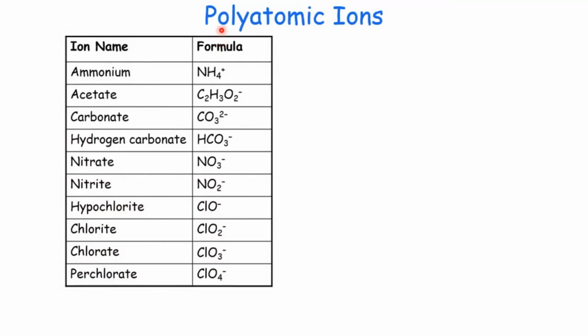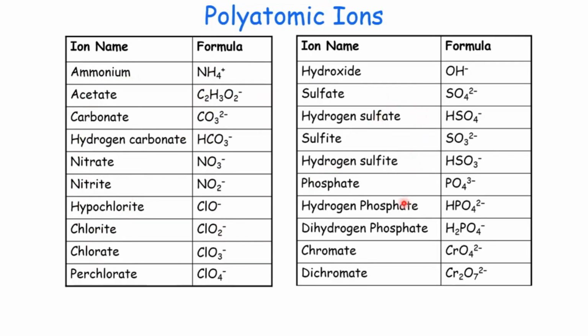Okay, now let's take a look at the polyatomic ions. Obviously, poly means more than 1 atom in polyatomic ions. Those are the names, and those are the formulas. Here, the same. So those are the common polyatomic ions. There is only one polyatomic cation, and the rest of them are polyatomic anions. Pay attention to some of these.